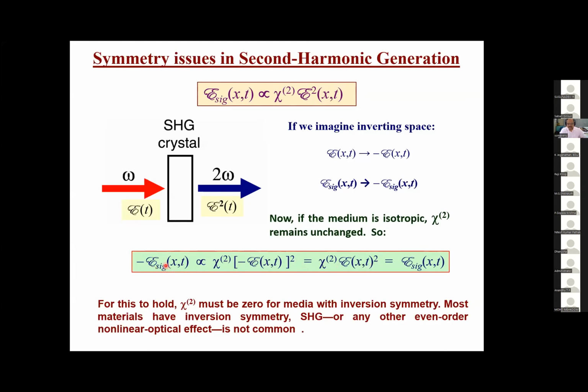So what you get is minus E of signal t will be chi2 E of t squared, which is equal to E of signal t. And this condition is valid only when your chi2 is 0. Otherwise, you cannot have a minus term here and a plus term here. So this necessitates that chi2 is 0 for a medium with inversion symmetry. So the lowest nonlinearity you see is the third order nonlinearity in inversion symmetric materials.